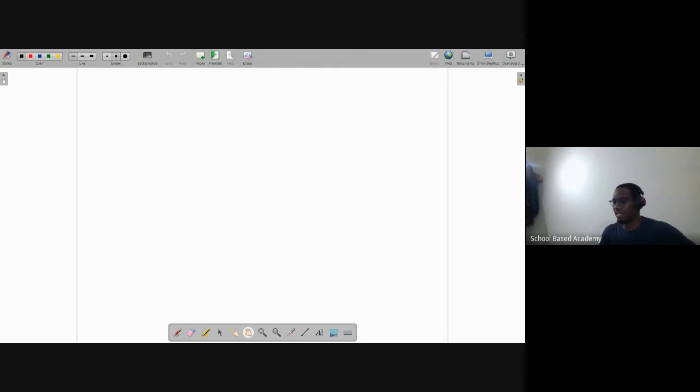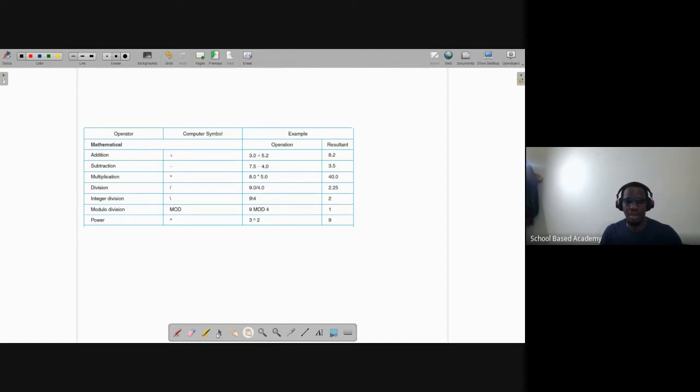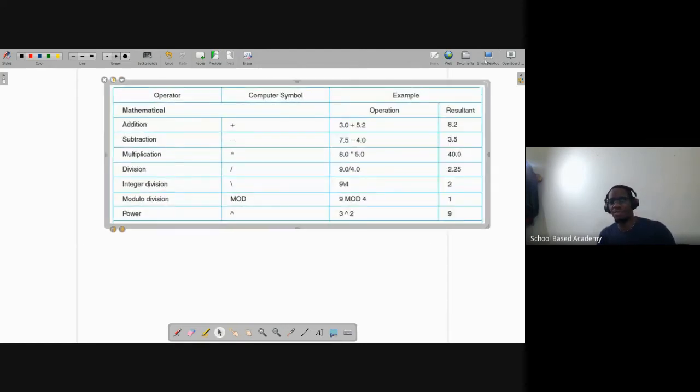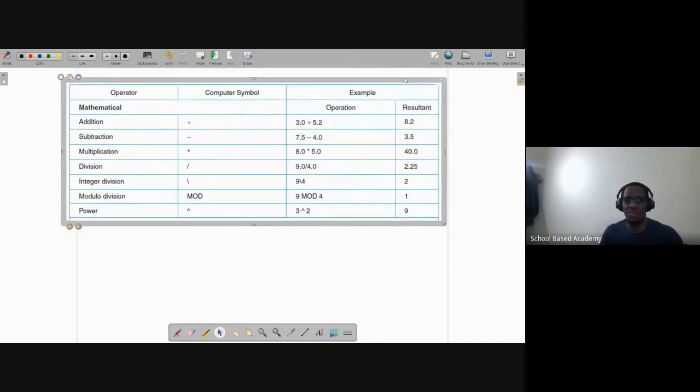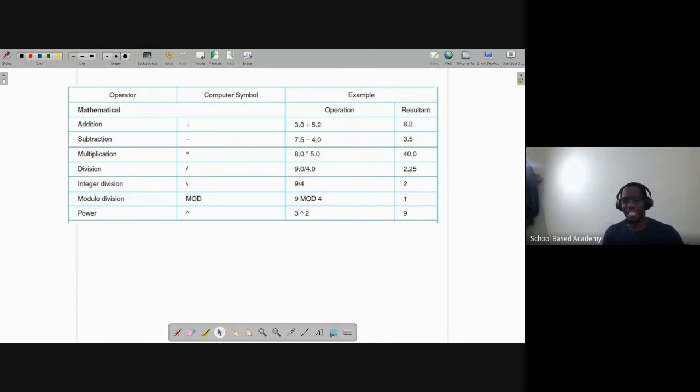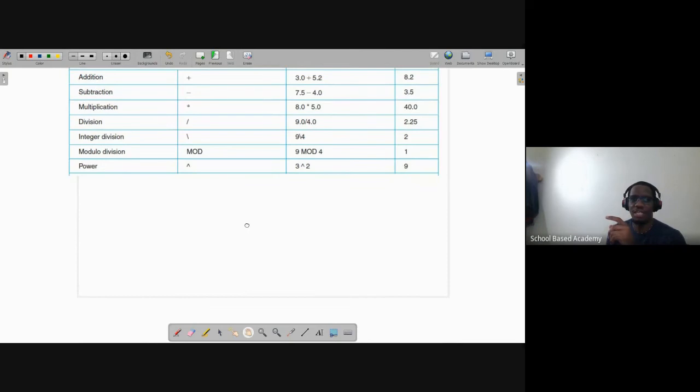The first set of operators that we're going to look at are mathematical operators. So here they are. I'm really not going to explain all of these operators. I'm hoping and praying that you know how addition works, how subtraction works, how multiplication works. But we have some different types of division, and I'm going to explain this division to you. We have three types of division.